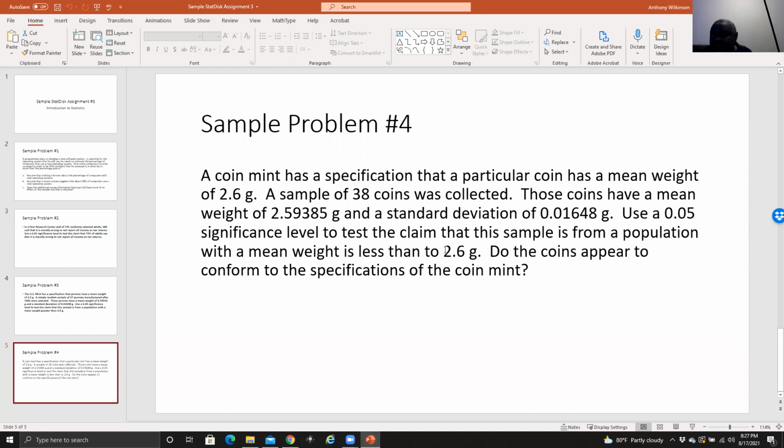Okay. All right, so that's how we apply StatDisk to these particular problems. And this should help you complete the actual StatDisk problem assignment number 30. Feel free to email me if you have any questions about the assignment or anything in this video.